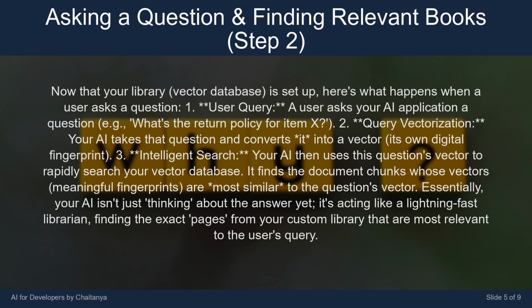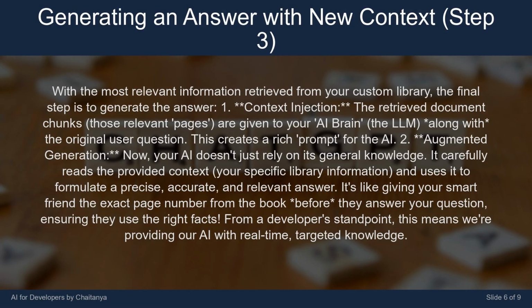Essentially, your AI isn't just thinking about the answer yet. It's acting like a lightning-fast librarian, finding the exact pages from your custom library that are most relevant to the user's query. With the most relevant information retrieved from your custom library, the final step is to generate the answer. 1. Context injection. The retrieved document chunks, those relevant pages, are given to your AI brain, the LLM, along with the original user question. This creates a rich prompt for the AI.